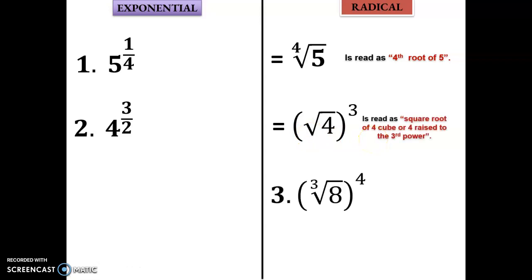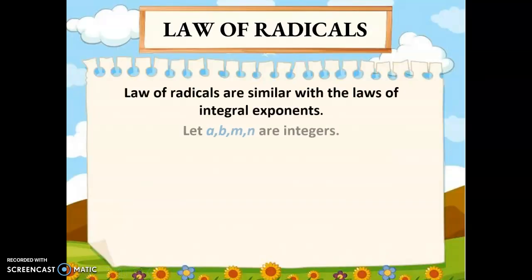What if naka-radical? Ayan. So, alam naman natin na siya ang base, siya ang exponent, ito yung index. So, ayan, 8 raised to 4 over the index 2. So, ganun lang po kasimple. Okay? So, ito po yung iba't ibang law ng radicals. Actually, ang law ng radicals ay almost same lang naman siya ng law ng mga integral exponents. So, nagkakaiba lang is naka-radical siya.